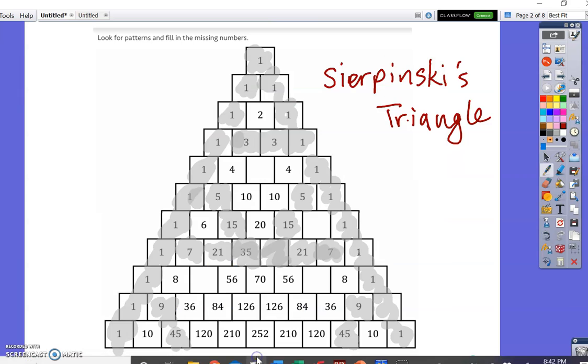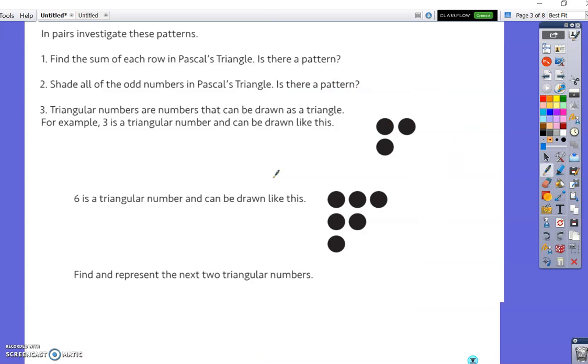Remember, this is my nerdvana, really, if you will. I really, really like Pascal's triangle. But the one we're going to spend some time talking about is triangular numbers. Triangular numbers are numbers that can be drawn like a triangle. For example, 3 is a triangular number because I can arrange 3 dots and turn them into a triangle.